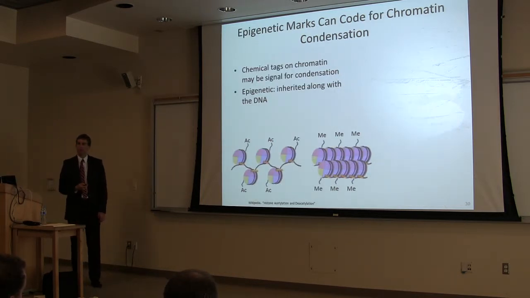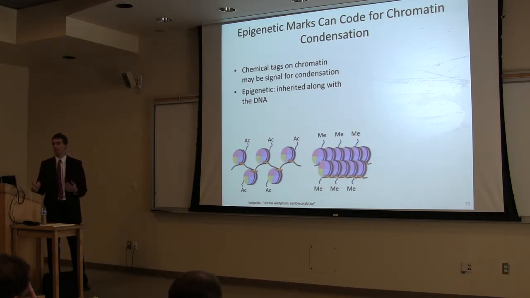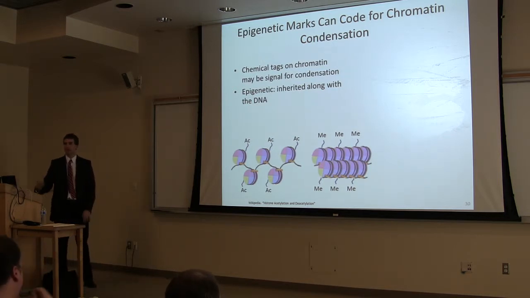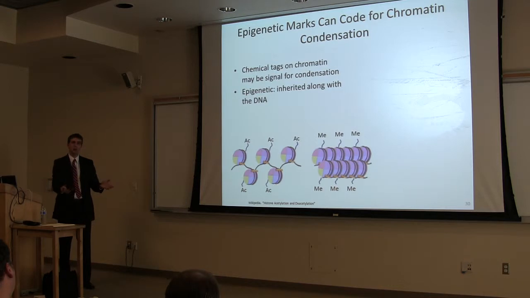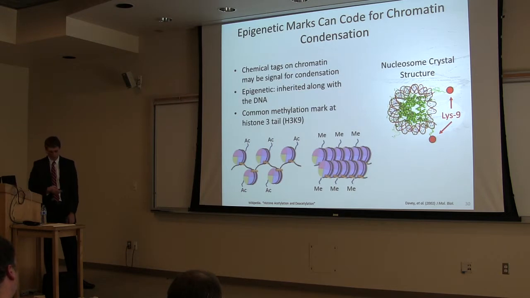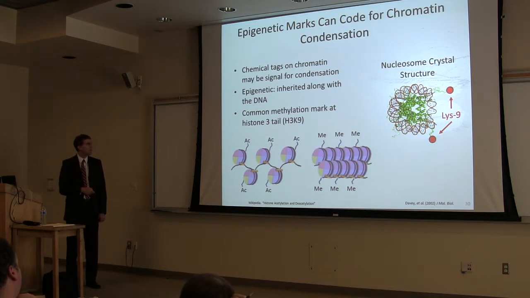Now there's a number of chemical tags that can decorate the proteins that the DNA wraps around. These proteins called histones can have acetylation marks, they can have methylation marks. And these marks may code for different degrees of condensation within the nucleus. These marks are called epigenetic, because they're associated with the DNA region and they can be inherited along with that DNA region. So in the future daughter cells, they can still be associated with these regions and pass that information along.